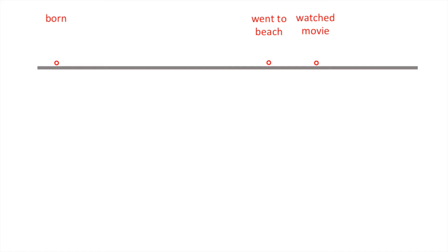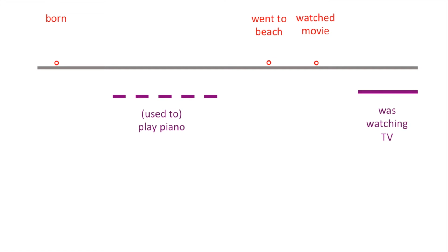However, if we describe an ongoing action in the past and we're not concerned about when it finished, for example, I was watching TV last night, or if we're talking about something that used to happen or happened several times in the past, such as I used to play piano when I was younger, we can visualize these actions as lines in the past. This can be an unbroken line in the case of I was watching TV, or a dotted line, I used to play the piano.